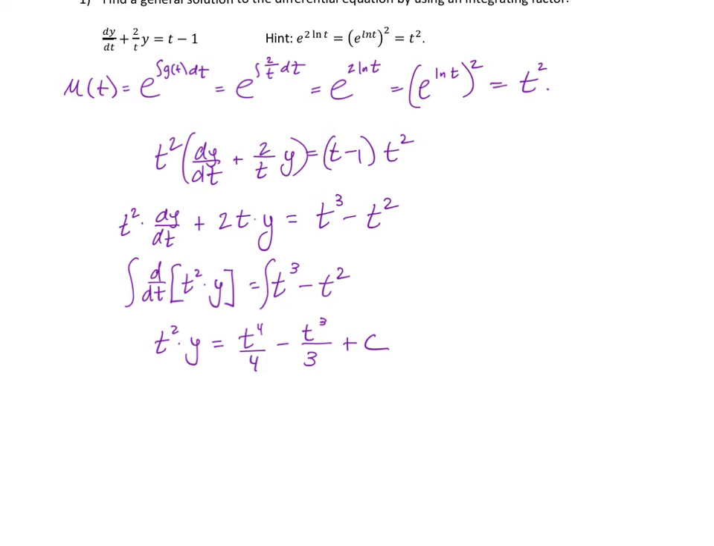So I divide both sides by t squared. So on the left, those cancel and you just get y. And on the right, we have to divide every term in the numerator by the t squared in the denominator. So we get 1/4 t squared minus 1/3 t plus c over t squared.